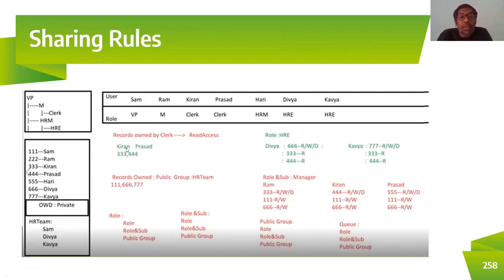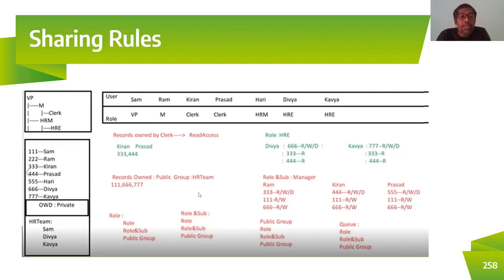Now Kiran and Prasad are creating a sharing rule on their records 333 and 444. What is the sharing rule giving? Read permission. It is already private, but on top of OWD, they are creating a special permission. They are allowing Divya to access record 333 and record 444, with read access. Similarly, Kavya has also been granted access on 333 and 444, read only.